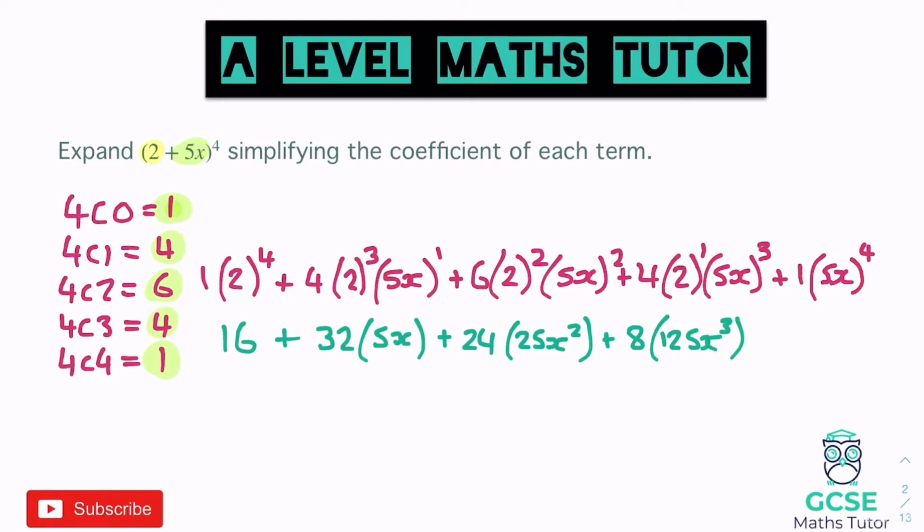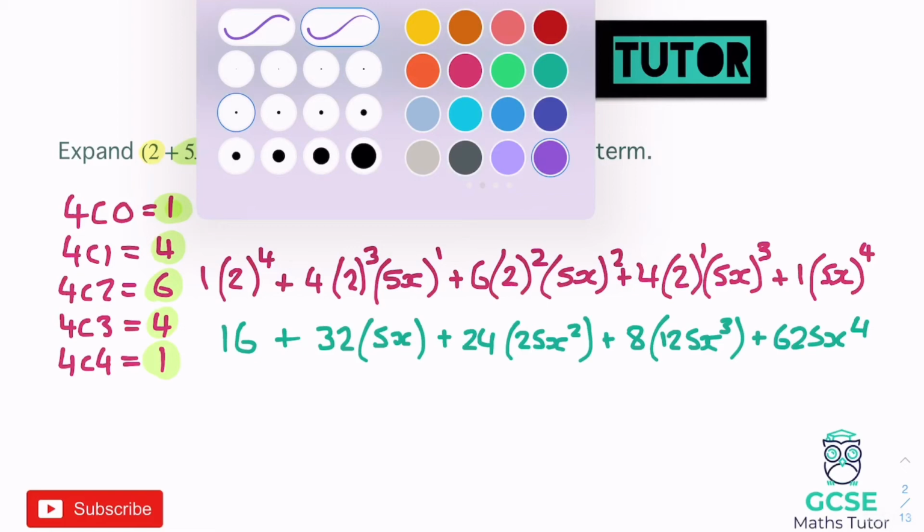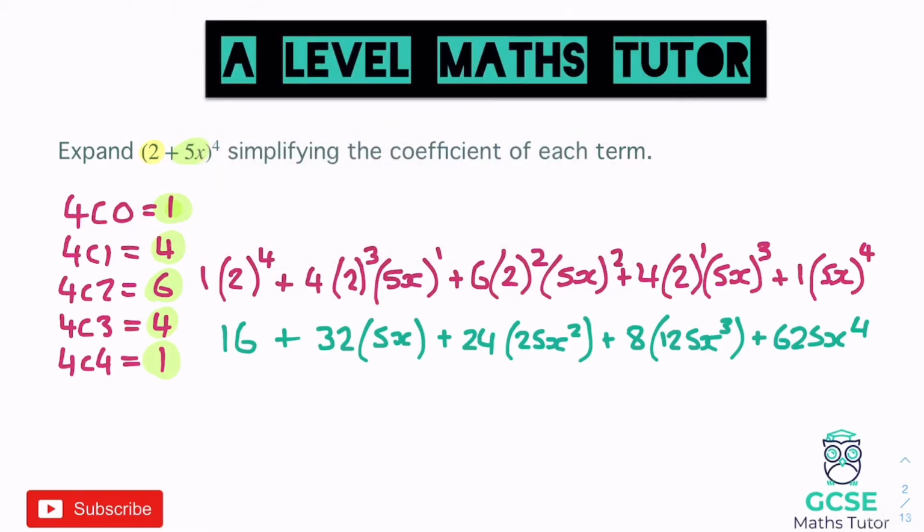And then for the last piece at the end, we've got 5x to the power of 4. 5 to the power of 4 is 625. So we have plus 625x to the power of 4. There we go. Last little bit of sorting out to do because we've got a couple there that we can simplify a bit more. We've got 16 at the start, which is fully simplified. 32 times 5x, well 32 times 5 is 160. So we get 160x.